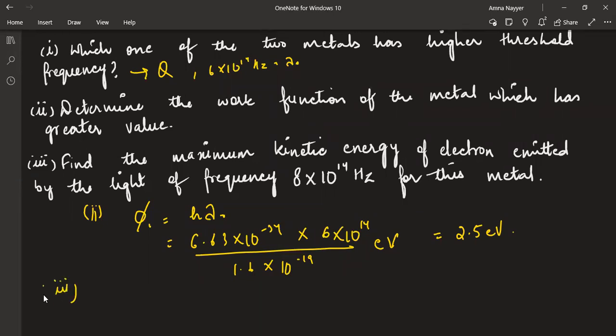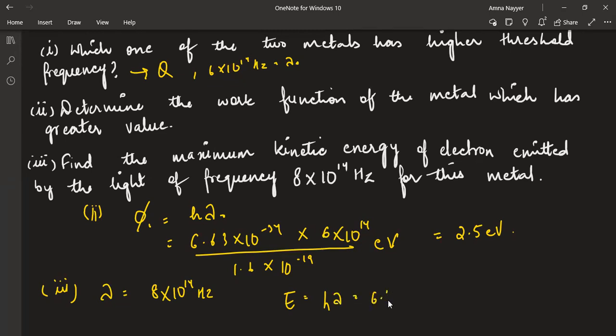Last part is asking the maximum kinetic energy of the electron emitted by the light of frequency. So, part C: frequency of incident radiation is given, 8 into 10 to the power 14 hertz. Work function you have, right? Kinetic energy, you have to find out. One energy is missing, that is the energy of incident radiation. Let's calculate this E as h nu.